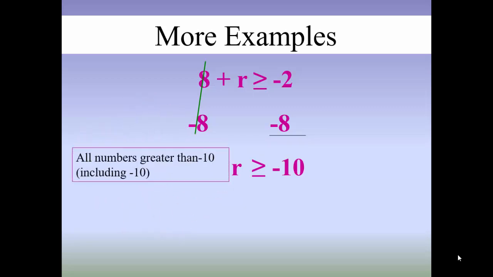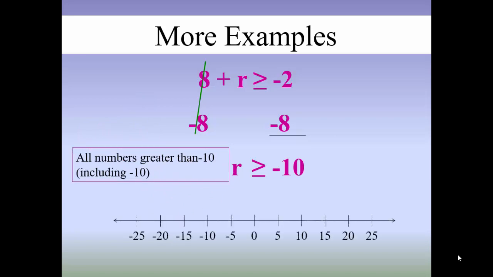All numbers greater than negative 10, including negative 10, because we have that equal to, will be the solution to this particular problem. Representing it on the number line, you'll notice our dot has changed. Here we will have a solid dot, because of the fact that it can actually be touching the number negative 10. The answer can be negative 10.